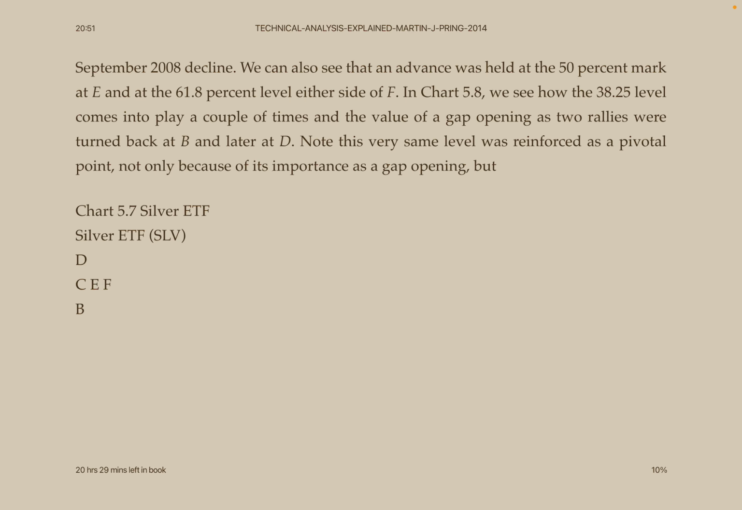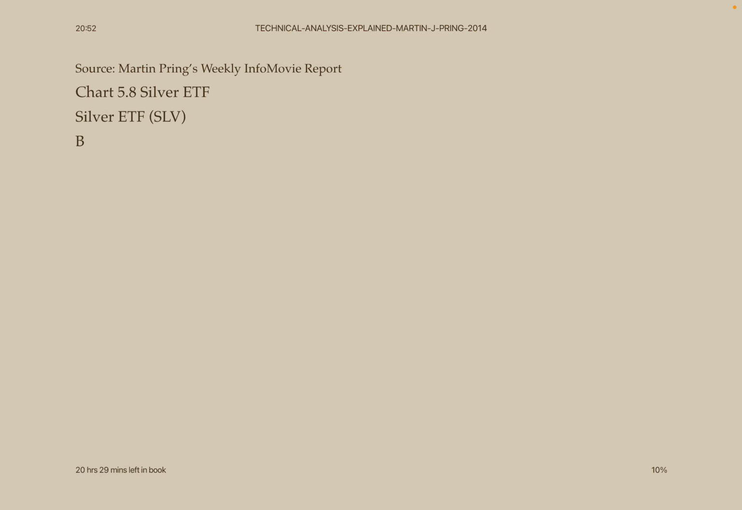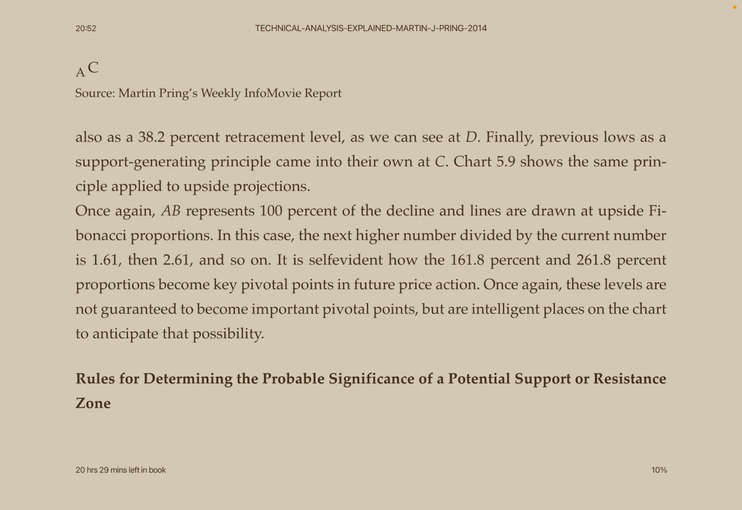We can also see that an advance was held at the 50% mark at E and at the 61.8% level on either side of F. In chart 5.8, we see how the 38.2% level comes into play a couple of times and the value of gap openings as two rallies were turned back at B and later at D. Note this very same level was reinforced as a pivotal point not only because of its importance as a gap opening but also as a 38.2% retracement level, as we can see at D. Finally, previous lows as a support generating principle came into their own at C.